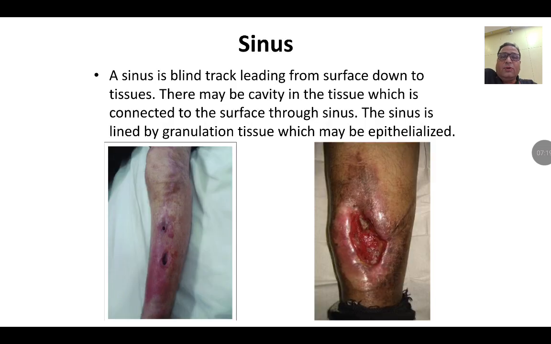Then we will know about the sinus. Sinus is a blind tract leading from the surface down to the tissue. There may be a cavity in the tissue which is connected to the surface through the sinus. Sinus is lined by granulation tissue. When it is of longer duration, it will be epithelialized.